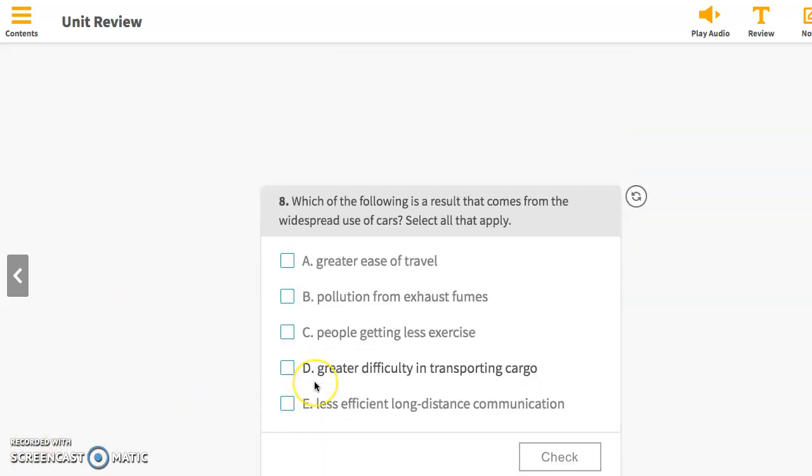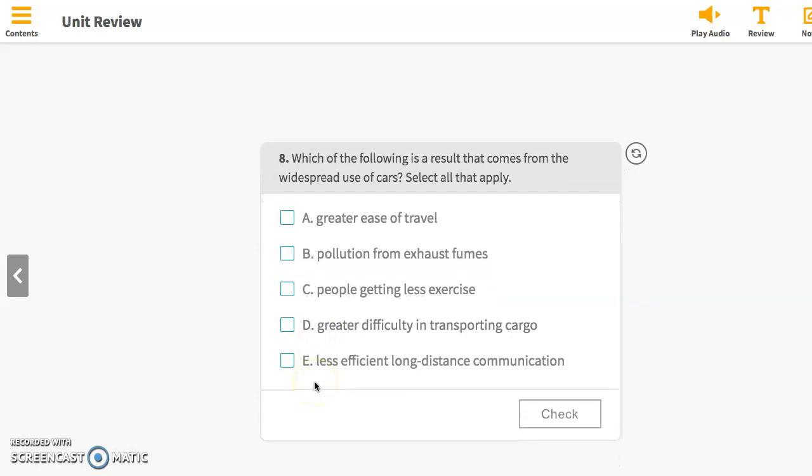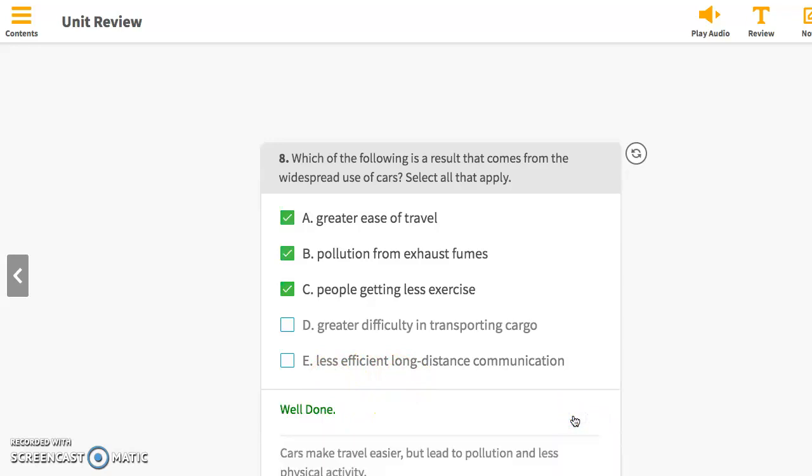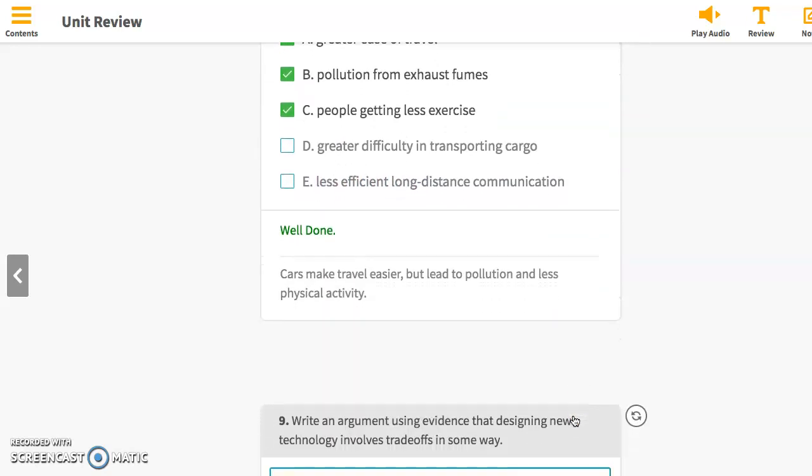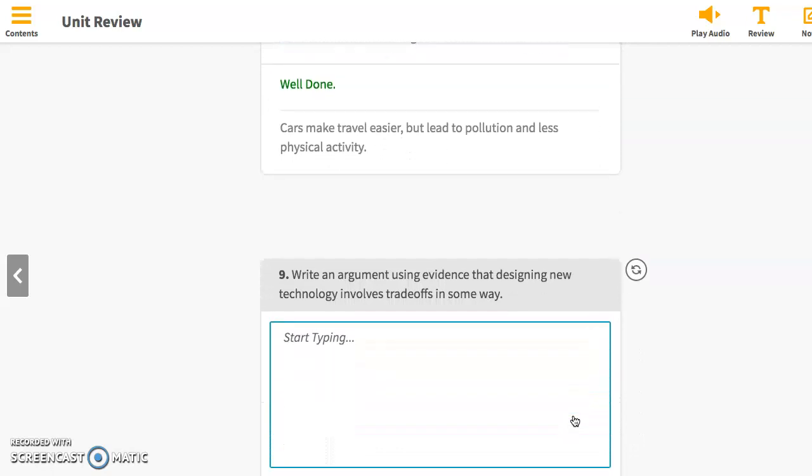Okay, which of the following is a result that comes from the widespread use of cars? Is it easier to travel? Yes. Is there pollution? Yes. Do people get less exercise? Yes. Is there greater difficulty in transporting cargo? No, it's actually easier. Less efficient long distance communication? No, there's better communication. Okay. That's kind of the trade-off, right?